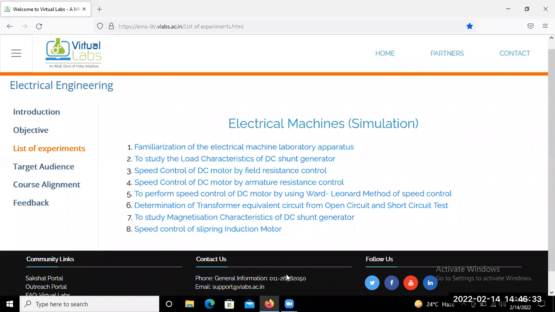So we are going to perform this test with the virtual lab: the determination of the transformer equivalent circuit from the open circuit and short circuit test. Some parameters we can find out with the open circuit test and some with the short circuit test. Before that, you have to know the basic concept of the transformer and its measuring instruments. So one by one we will proceed.